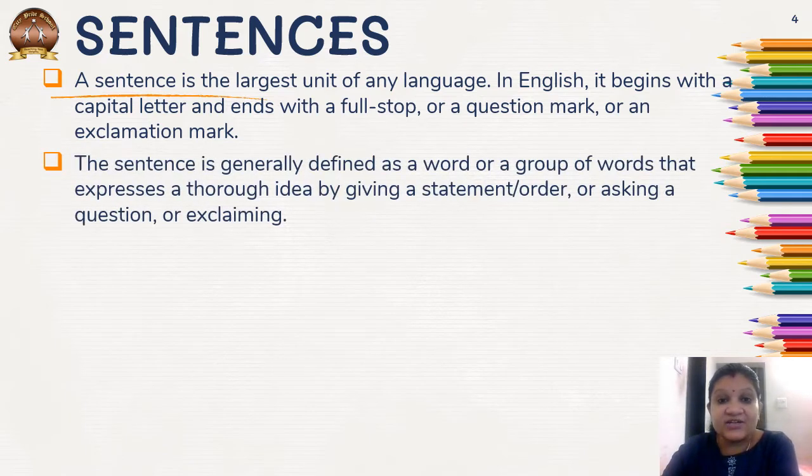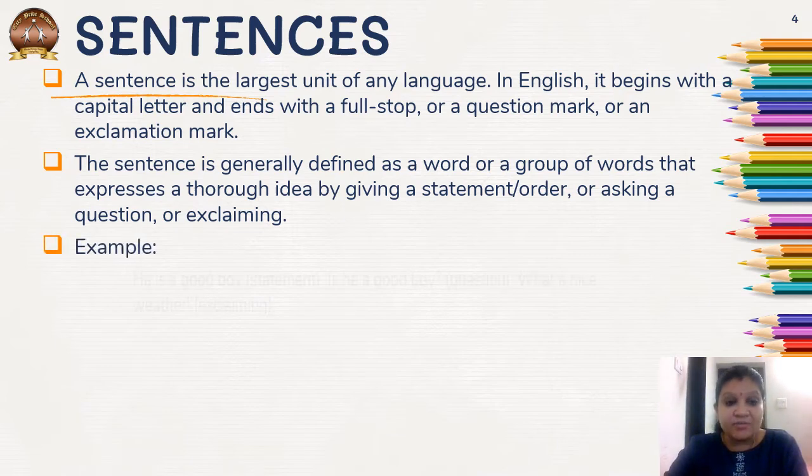So a sentence is generally defined as a word or a group of words that expresses a thorough idea by giving a statement, order, or asking a question or exclaiming. Like I said, it can end with a full stop. Then it is a statement or order. When you are asking a question, it will end with a question mark. And when you are exclaiming a sudden emotion, then it will carry an exclamation mark. This is how we define sentences.